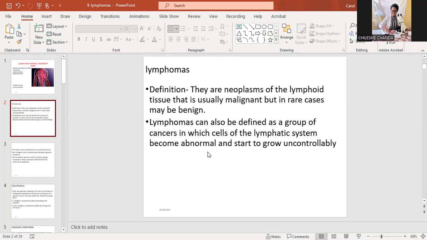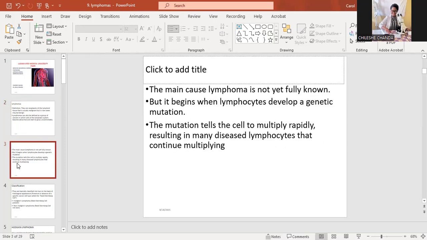So lymphomas can be defined as a group of cancers in which cells of the lymphatic system become abnormal and start to grow uncontrollably. The main cause of lymphomas is not known. Like most cancers, the main cause is unknown. However, other factors may be implicated in the beginning of this condition known as lymphomas.